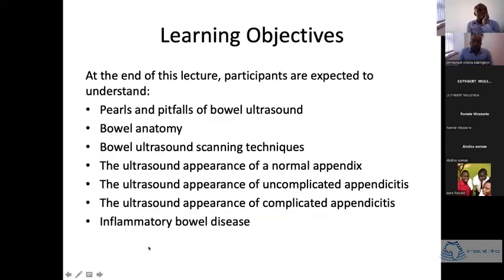Here are the learning objectives. At the end of this lecture, participants are expected to understand the perils and pitfalls of bowel ultrasound. We are also going to discuss a lot about the bowel anatomy, bowel ultrasound scanning techniques, tips and tricks, the ultrasound appearance of the normal appendix, the ultrasound appearance of uncomplicated appendicitis, as well as complicated appendicitis. And we'll discuss inflammation, Crohn's disease.